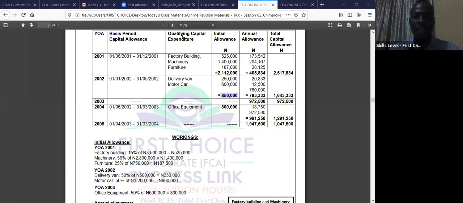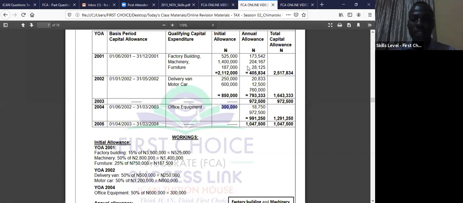Now, in the fourth year, there is nothing here in the third year, so it's 0. In the fourth year, we only have equipment, and equipment, from what we've checked in our table, is 50% of the cost, which is 300,000. That's why we see it here alone. There's only one thing here. So that is for initial allowance. You've seen how I got my initial allowance. In this system, there's no allowance here.